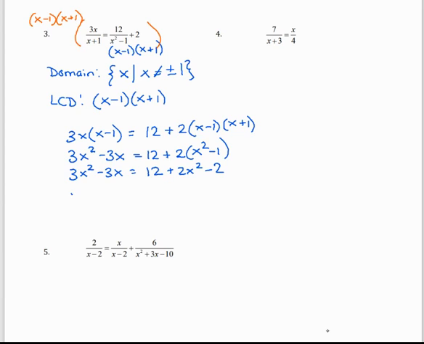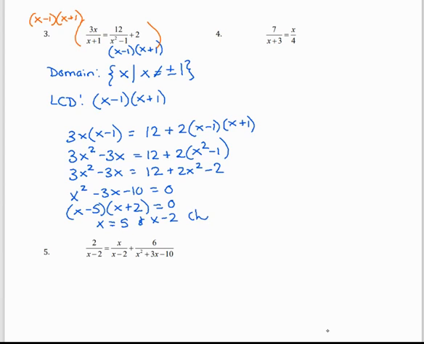When I subtract 2x squared, we get x squared. We'll have minus 3x, and then we have positive 10 on the right, so that'll give us minus 10. At this point, we'll factor. So I will have x minus 5 and x plus 2. This gives me two solutions of x equals 5 and x equals negative 2.